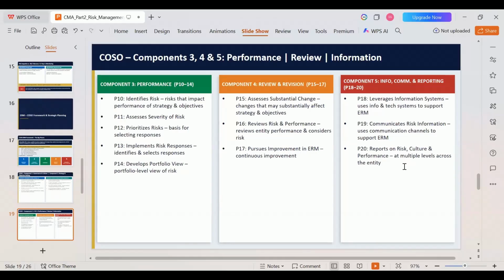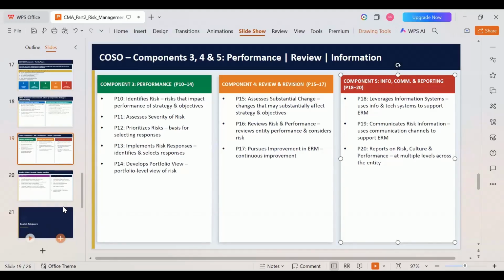Then comes reporting on risk, culture, and performance at multiple levels across the entity. Okay, so again, we will always have to keep a check on risk, culture, and performance. And continuously, we need to check that they are moving towards achieving our objectives. So risk, culture, and performance all together should support us in achieving objectives. And every now and then we have to report on them. Okay, so these are the 5 components of COSO ERM.